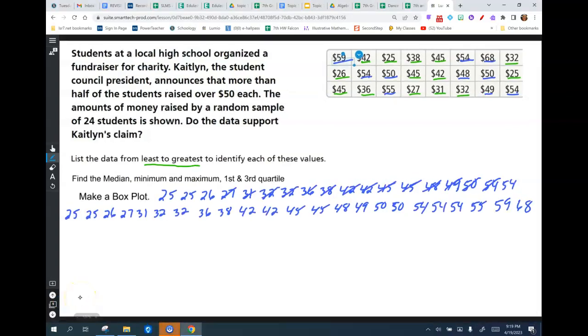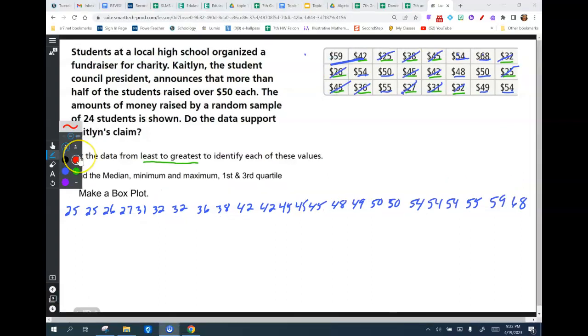And then you want to double check to see if you actually got them all. So I have 1, 2, 3, 4, 5, 6, 7, 8 times 3, there's 24. So count them. 24, and I forgot one, so let me find it. Okay, so we've organized them from least to greatest.